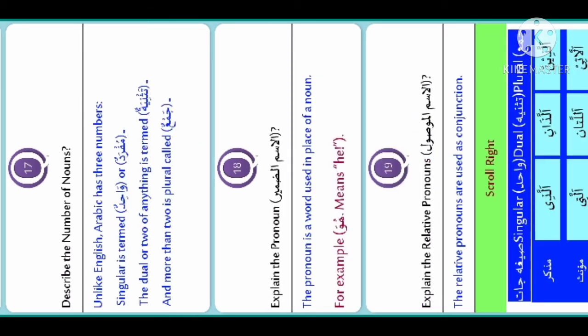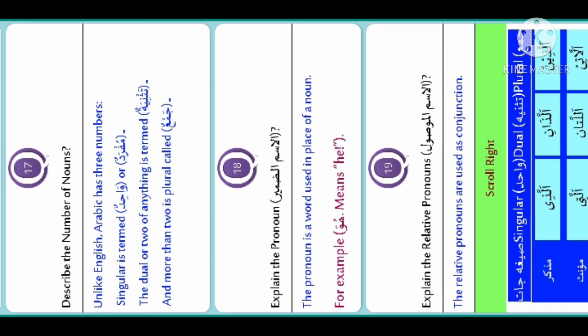Describe the number of nouns. Unlike English, Arabic has three numbers. Singular is termed wahidun or mufradun. The dual, or two of anything, is termed tathniyatun. And more than two is plural, called jam'un.